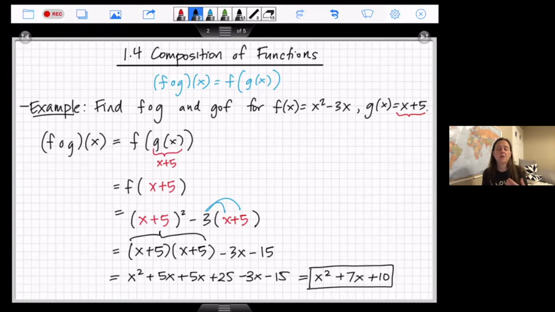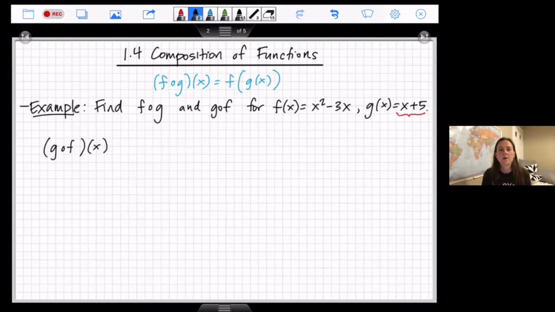All right, so now let's try to find g composed with f. With g composed with f, they've swapped the order of the f and the g, so we're just going to swap the order of f and g in the definition of the composition. So instead of f of x having the big parentheses on the outside, g of x is going to get the big parentheses. So we're going to have g of f of x.